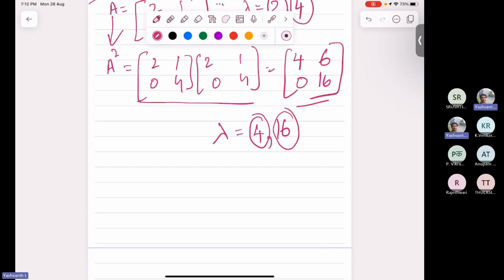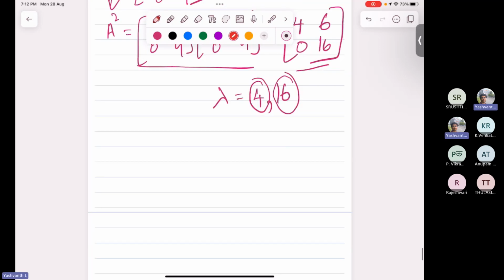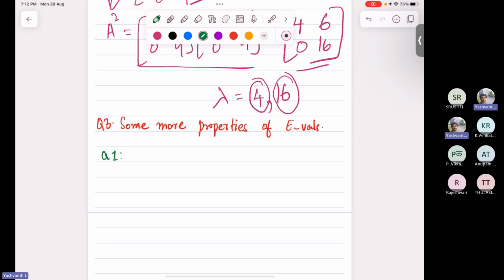Okay, with that we will stop with properties of eigenvalues, because whenever necessary, I will delve into some more properties. So question 3. Some more properties of eigenvalues. Okay, I won't show the detailed solution of the proofs, but you just know it.